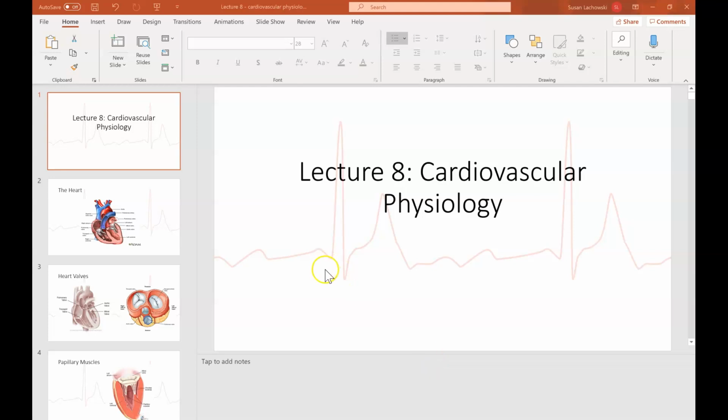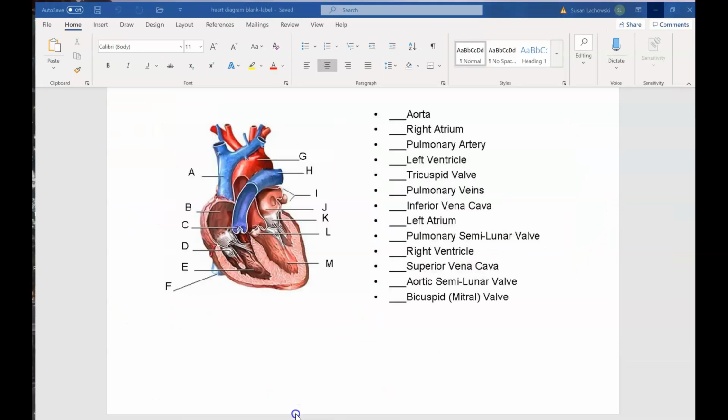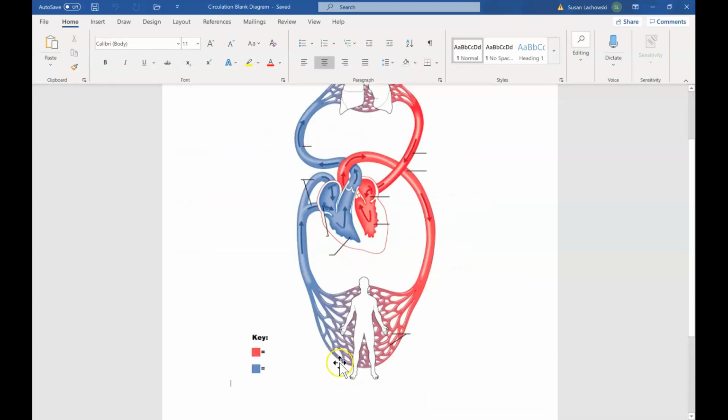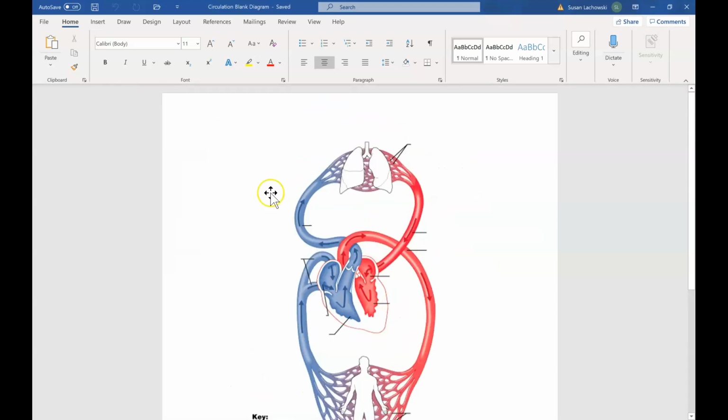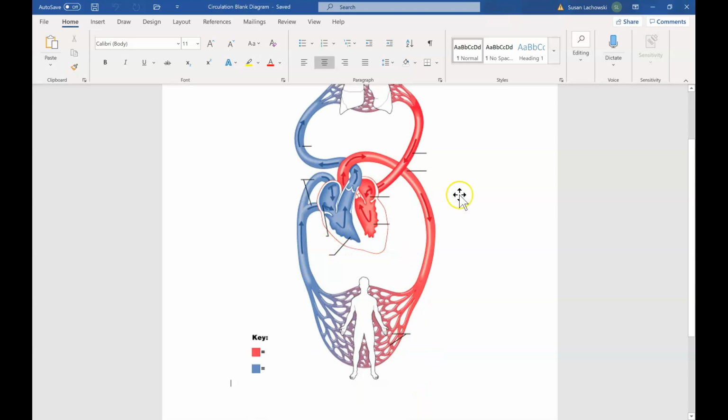Before we get going, there are two documents up on Blackboard that hopefully you all saw. One is a blank heart diagram and one is the blank circulatory diagram. I'd like you to go through them before you start this PowerPoint and take the notes, just to see what you remember and label this heart diagram. Match the letters to the structures and see what you remember from A&P2 and general gross anatomy. I'd like you to do the same thing with this circulatory diagram.